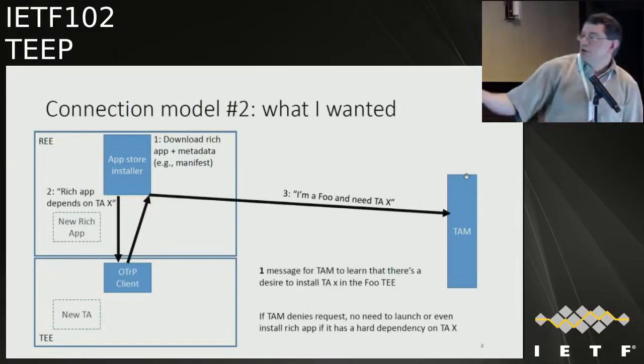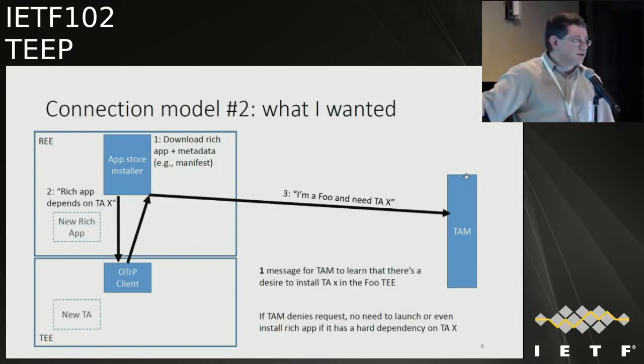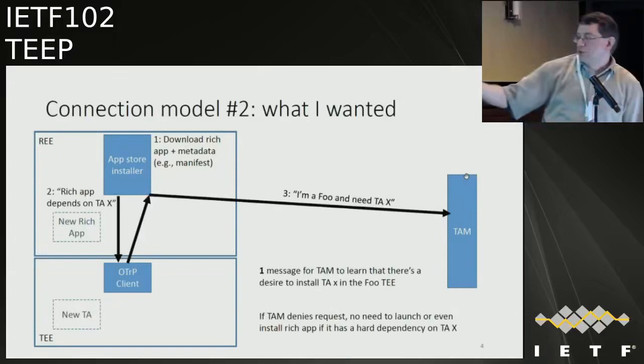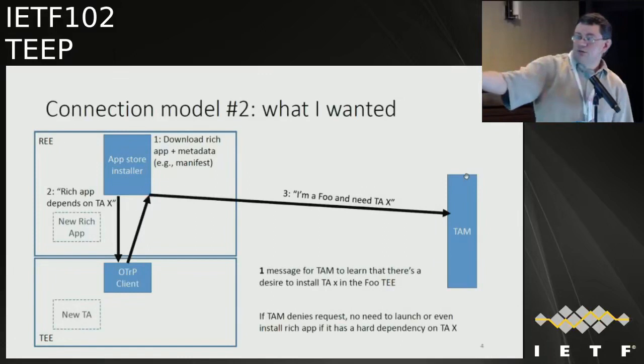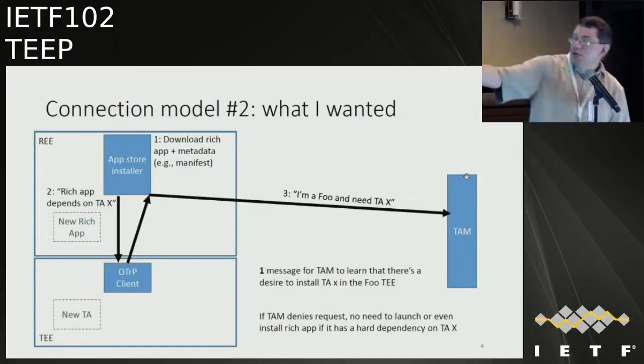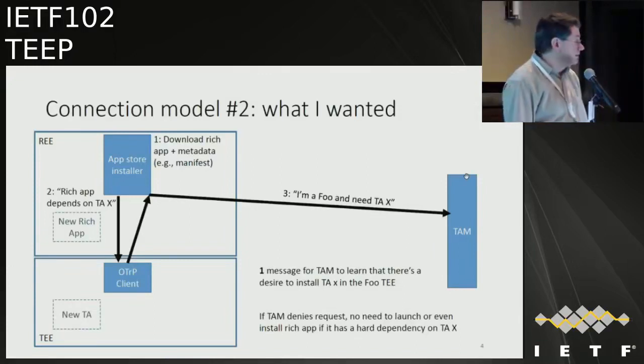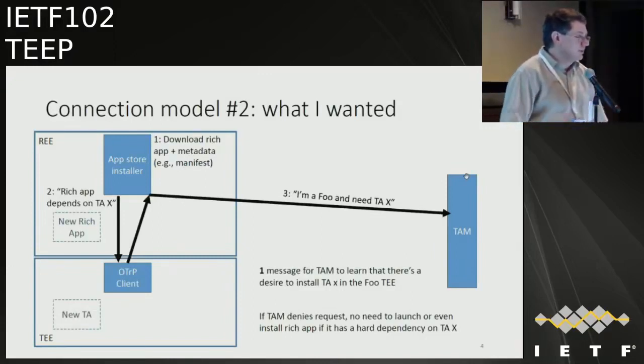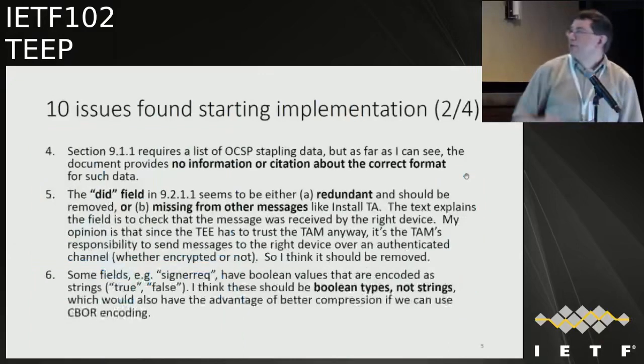Okay, and so what I wanted was one message instead of 3 to get the information. This doesn't have the problem that David Wheeler is going to talk about, which is I have to keep track of all the installed TAs over here. It doesn't have that as a requirement. And if he says reject, then there's no reason to even launch this rich application in the future. I don't have to worry about installing the rich application if the metadata says that dependency is a hard dependency. Okay, so that's what I wanted. I couldn't do that, but this is my use case as to what I wanted to implement. And so I started implementing the closest thing that I could, and that's where my comments came from. Okay.